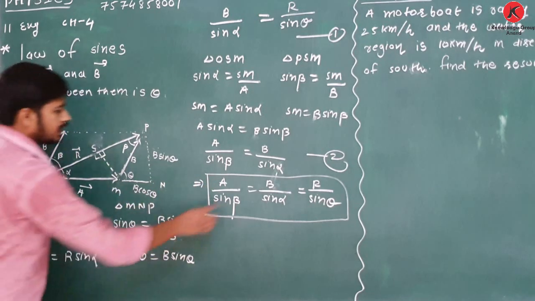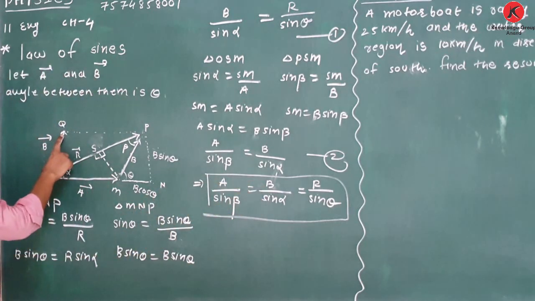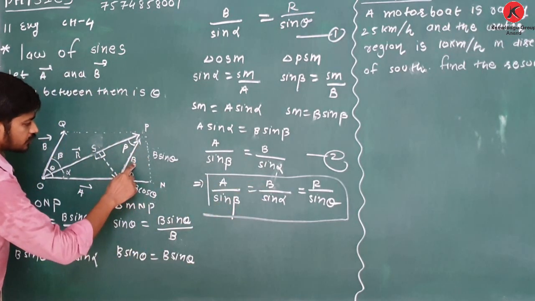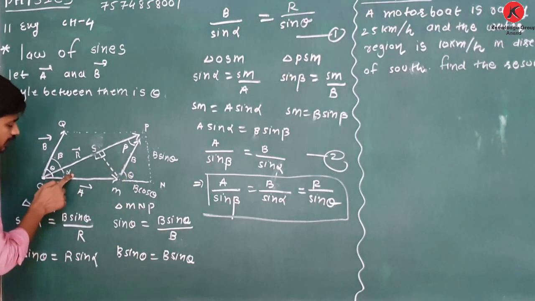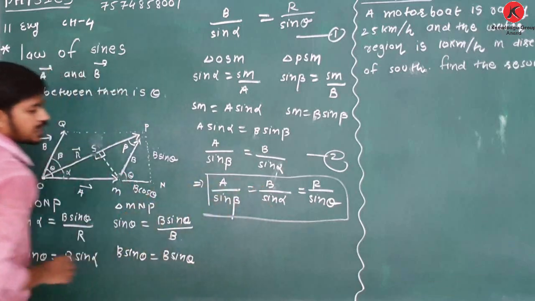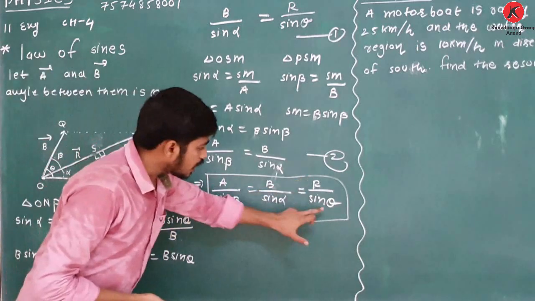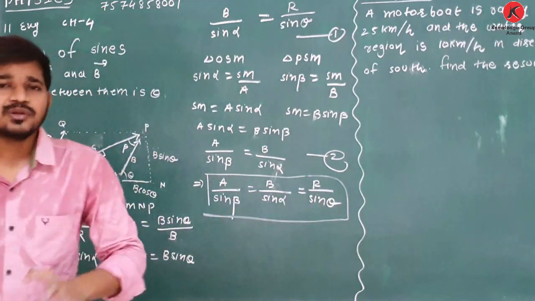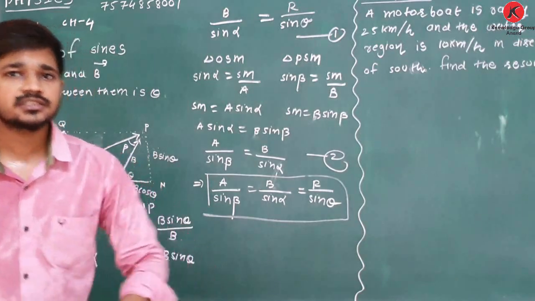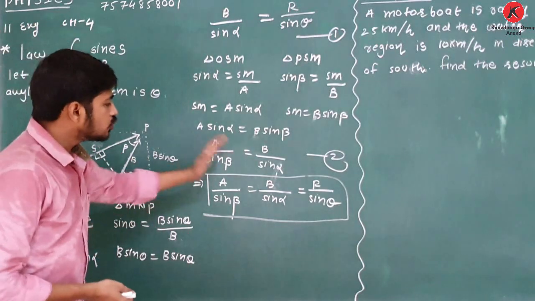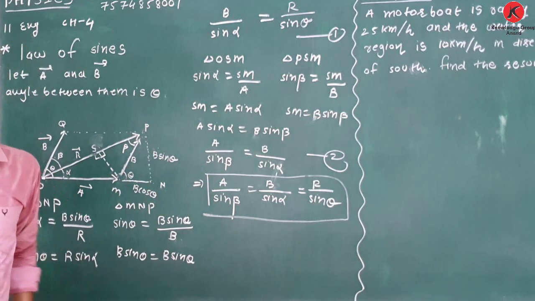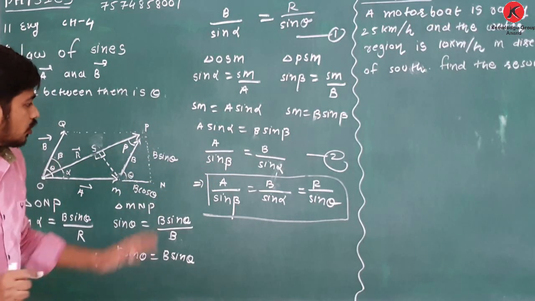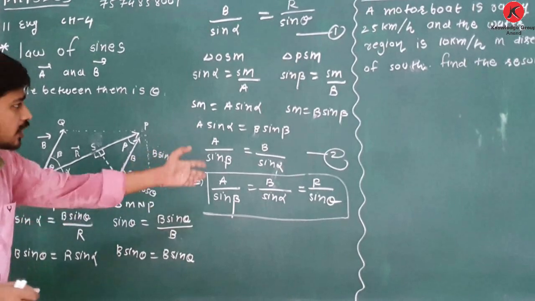Clear? Similarly, if you are taking vector B, then for this vector B, the opposite angle is alpha. So it is B upon sine alpha. And for the resultant vector, you have to consider the angle between them. So that is how to remember this equation. Clear about this? Okay? Yes, each and every terminology you have to remember.